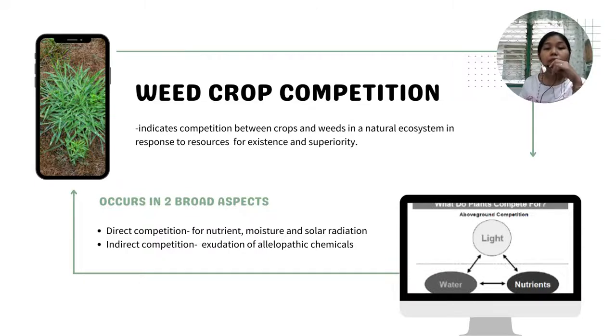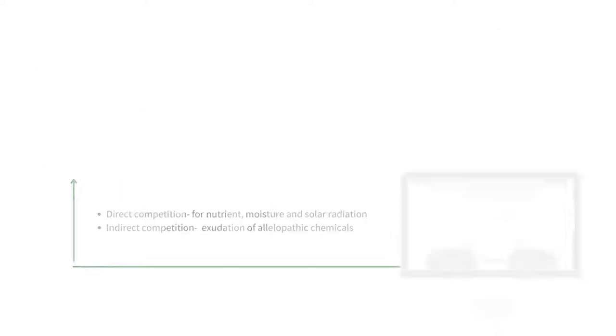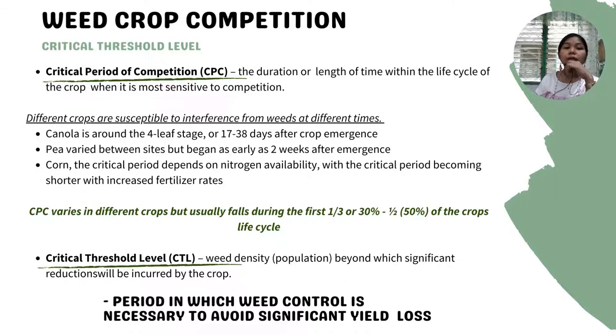So we have the above ground competition and the below ground competition. So when we talk about above ground, katong makita na to above the ground, moisture, solar radiation, nutrient. Below the ground, it could be they compete because of allelopathy or allelopathic effects. It's because they have this ability to release biochemicals that could actually inhibit, could actually hinder the growth, the development, and reproduction of organisms.